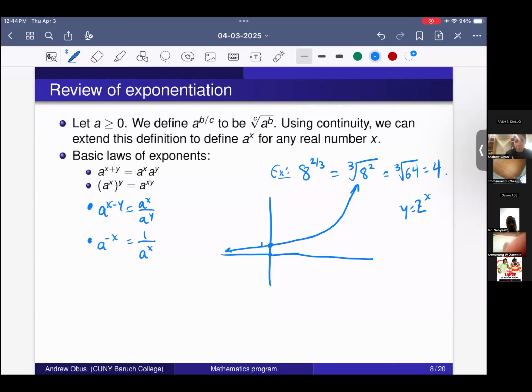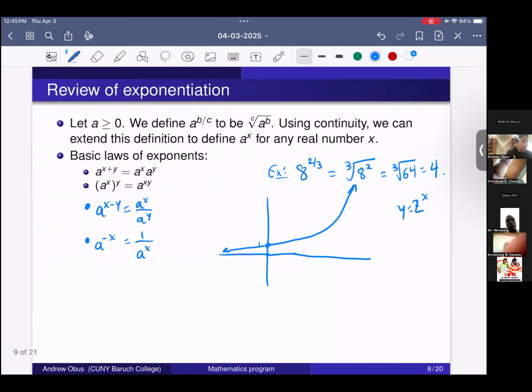So we have these exponential functions that are pretty important. They describe in particular exponential growth, which we'll have a class about a little bit later in the semester. So these laws of exponents, this should all be pretty familiar.